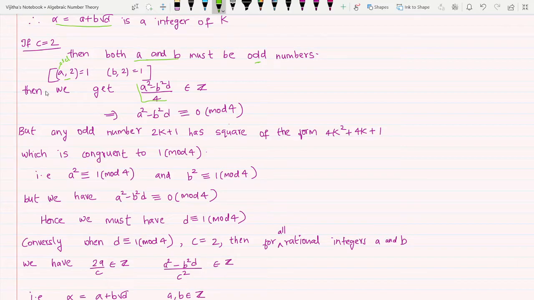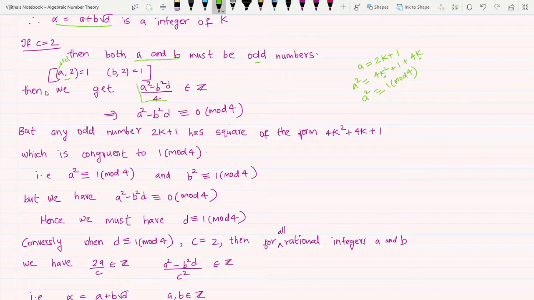Now, if A is an odd number, A will be of the form 2k plus 1. Now, what will be A square? A square will be 4k square plus 4k plus 1. Now, we can see that 4k square and 4k are multiples of 4. So it means that A square is congruent to 1 mod 4.